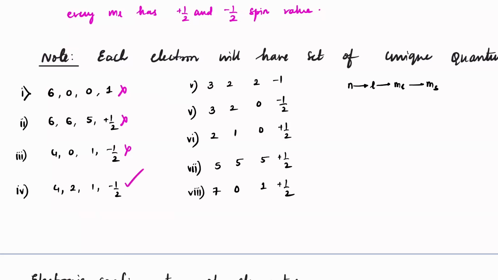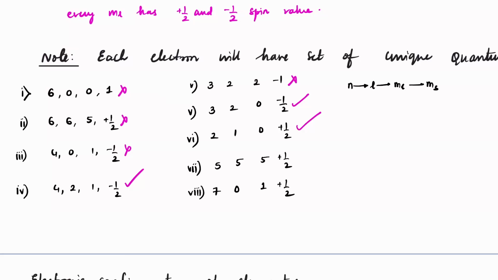Next, 3, 2, 2, minus 1. When it is 3, 2 is possible, 0, 1, 2. This 2 is possible, but not -1. So this is again an incorrect set. When this is 3, 2, 0, minus half, that is possible. So that is correct. 2, 1, 0 plus half, that is also correct. That is all possible way.